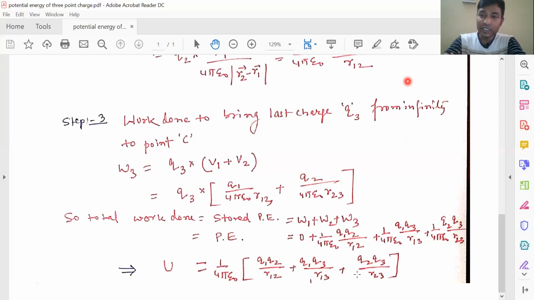Here one more thing I would like to say: suppose there is also one more charge, q4, brought from infinity to the point D. Again we have to do it in the same way. We have to calculate another factor, that is W4, and here V1 plus V2 plus V3 will come. So this way even for a 4-point charge we can calculate. But in the examination, generally a 2-point charge or 3-point charge system is asked. So this is the particular one, and I think it is more important for you to remember.